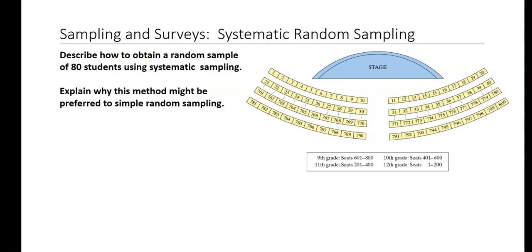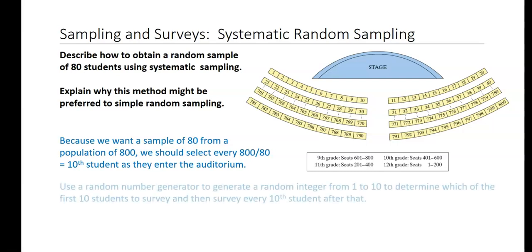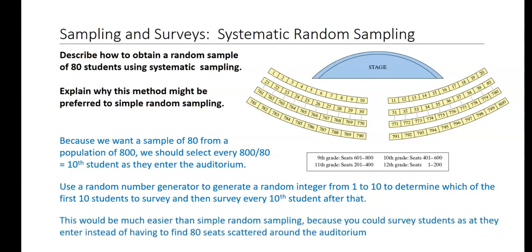Using systematic. So systematic means like as they're walking in, you start asking, if there's 800, maybe every 10th person. You want to randomly select the first one you choose. So because we want a sample of 80 from a population of 800, we should select about every 10th student. But I do like to use a random number generator to choose what that first student would be. So go 1 to 10 for randInt. It'll give you a student number, and you're just going to go with that and add 10 every time.